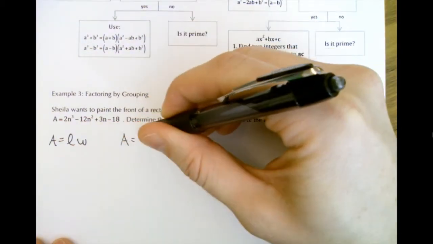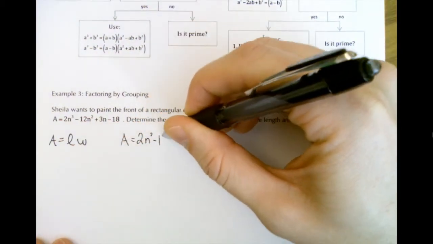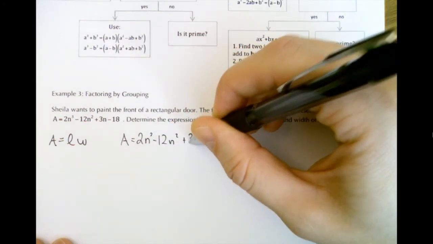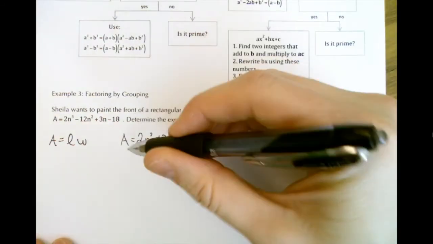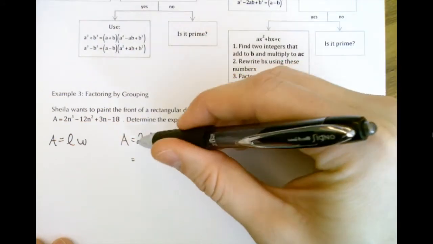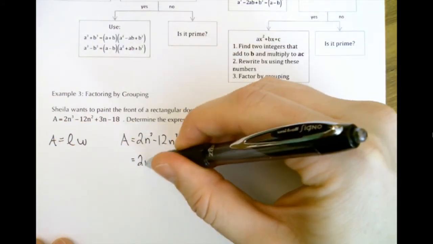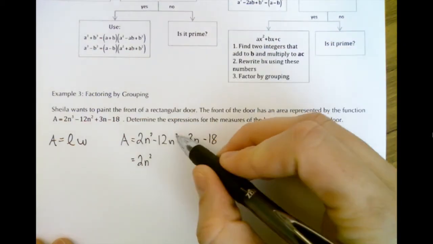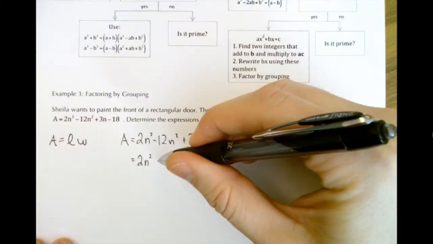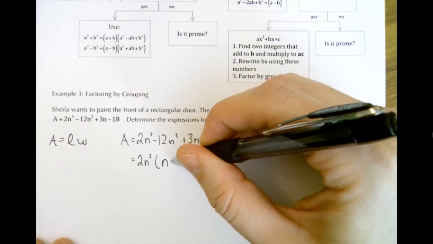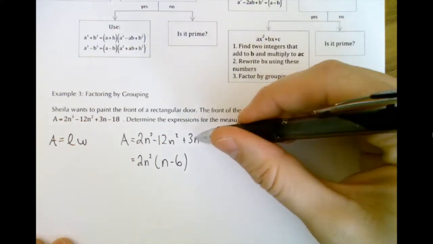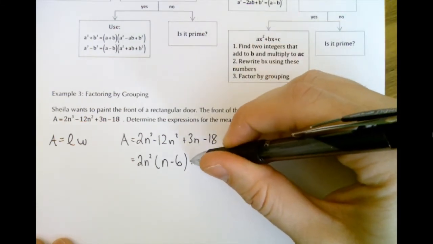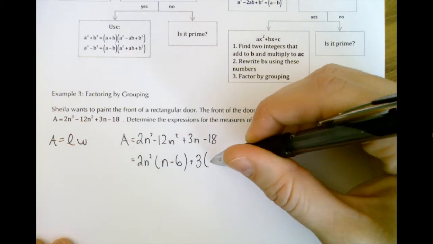Area equals 2n cubed minus 12n squared plus 3n minus 18. Now when there's 4 terms or more than 3 terms, we have to try grouping. So let's just group it the way it's set up. I'm going to group the first 2 and look for something common. What's common is 2n squared. We take n with the biggest exponent we can, in this case it's squared. And what that leaves us with is an n minus 6. And if we look at our second pair, we can common factor just a 3. And we'd be left with n minus 6.